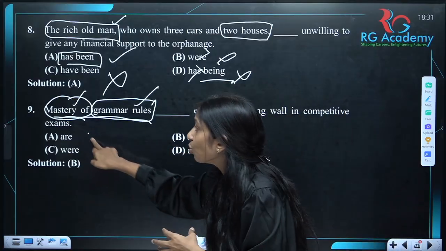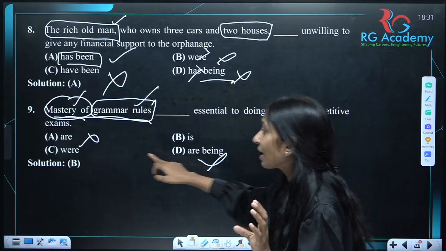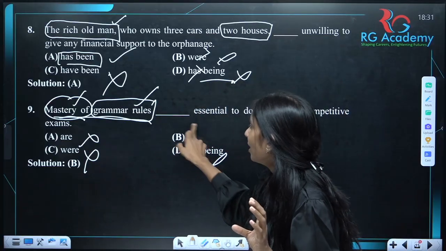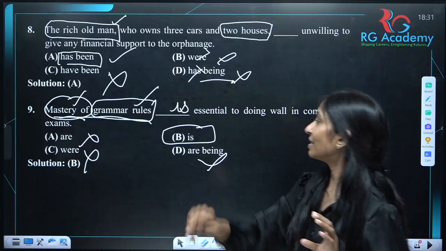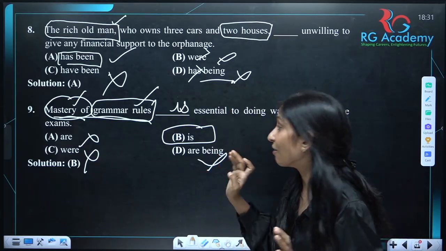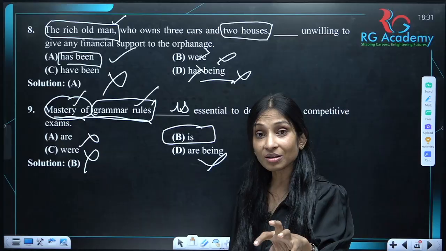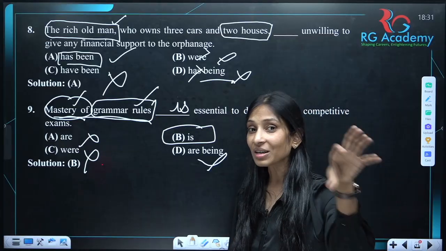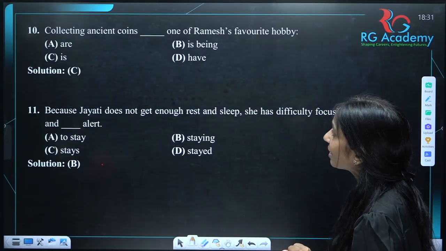So "are" is ruled out. We are looking for a singular helping verb. "Are being" is again ruled out because it is plural. This is singular. Mastery of grammar rules is essential. Grammar rules is not our main subject. Our main subject is mastery. So we need to search for options related to our main subject and not the filler subject. This is what I am talking about. Now let us see other options.